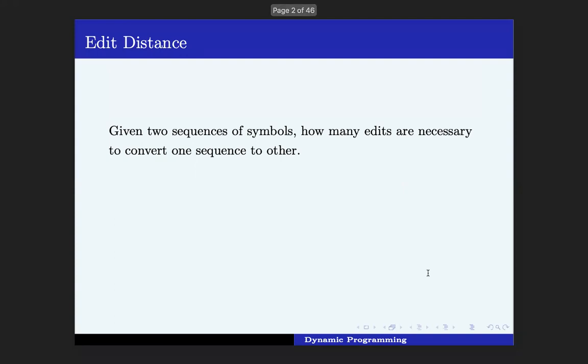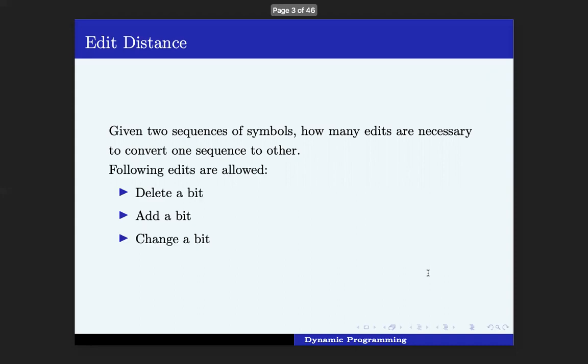First, we'll look at the problem of edit distance. So what is edit distance? You are given two sequences of symbols, so kind of two strings you can think of. The question is how many edits do you need to make to convert one to the other? This is a very important question that happens in many applications. Of course, it comes down to what I mean by an edit.